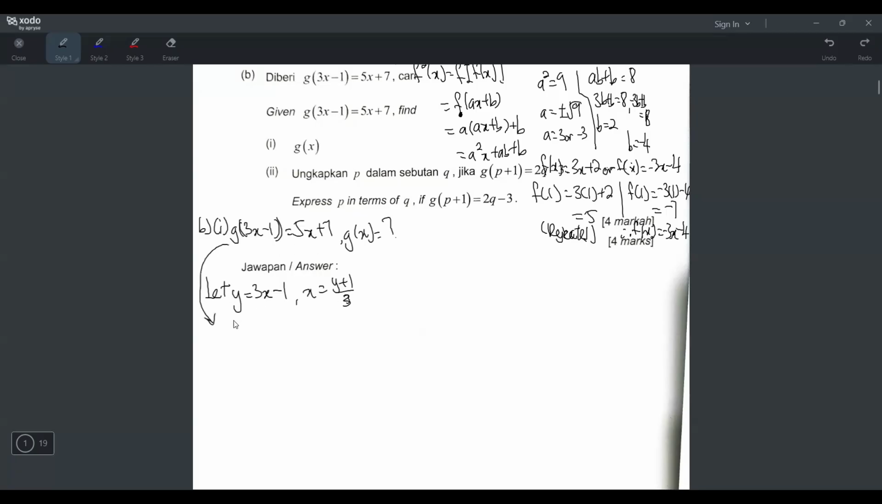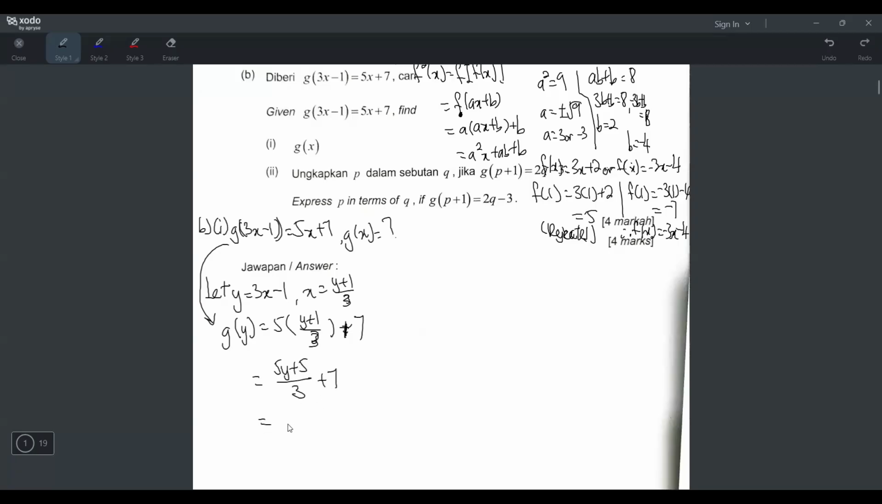Now you rewrite this whole thing, but now it becomes gy because you already let y equal the bracket. And then for the x here, you already replace with y plus 1 over 3, equal 5x plus 7. All right. So this is how you do it. Now when you darab 5, you only darab atas saja. So 5y plus 5 over 3 plus 7.